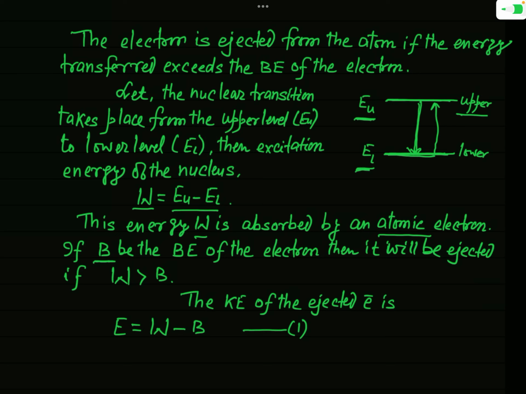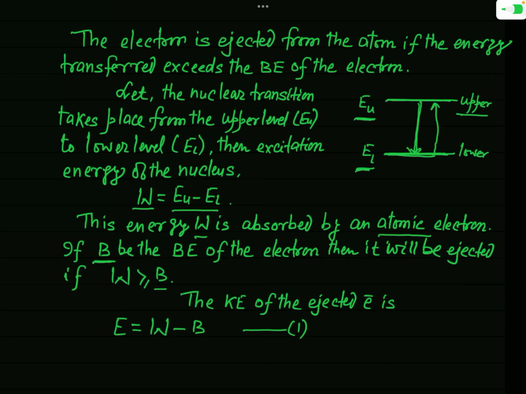It means at least you have to supply energy B from outside, and then the electron will be ejected. Definitely, the ejection of the electron will take place only when W is greater than or equal to B. When W is equal to B, the electron will be just ejected. But when W is greater than B, the electron will be ejected with some kinetic energy.